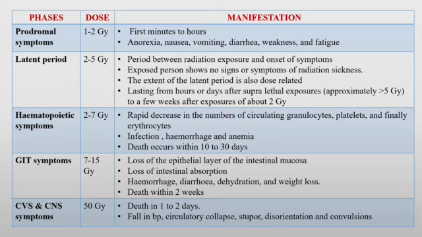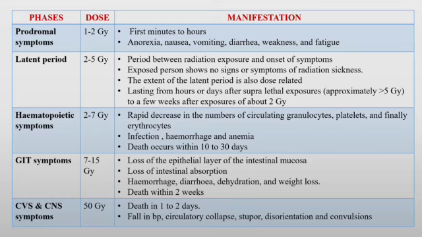Next is the latent period. This is the period between radiation exposure and onset of symptoms. So the person shows no signs or symptoms of radiation sickness. The extent of latent period is also dose related. It can last from hours or days after supralethal exposure, that is approximately more than 5 Gy, to a few weeks after exposure of about 2 Gy.